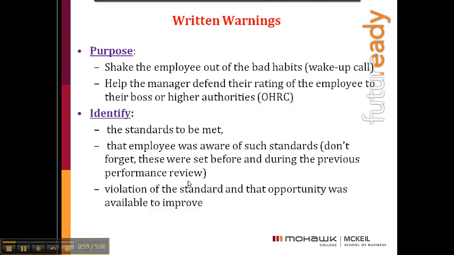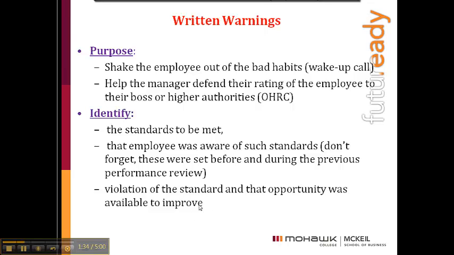Okay, and you also have to make sure that your correspondence to your employee did indicate a violation of the standard or failing to meet that standard, and that an opportunity was given to improve. So you need to make sure that you go on record to say your performance to date still has not met the standard that we agreed to at our meeting at this date, right? And that you can prove that meeting took place. You've written documentation of it, and that opportunity was given for you to improve.